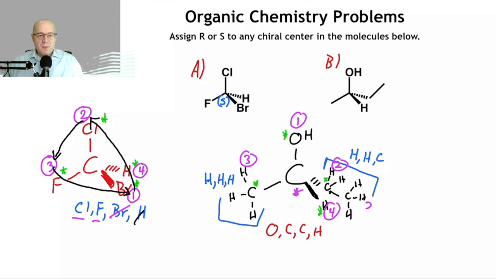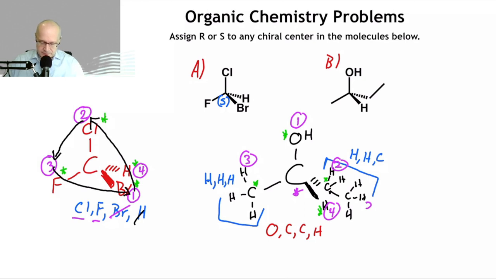We do have a small problem, though. Our priority group 4 is facing in front of us. That's easy enough to handle. Let's rotate the molecule and put the low priority group in the back. Now, students often get stressed out by this. Don't get stressed out by this. This is very simple to do.